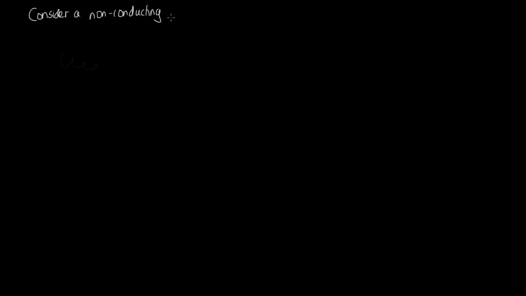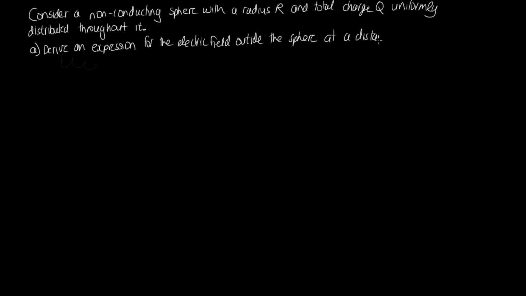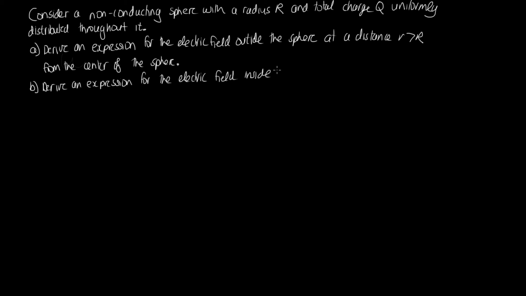So our first example. Consider a non-conducting sphere with a radius capital R and total charge capital Q uniformly distributed through it. Part A, derive an expression for the electric field outside the sphere at a distance little r greater than big R from the center of the sphere. Part B, derive an expression for the electric field inside the sphere at a distance little r less than big R from the center of the sphere.